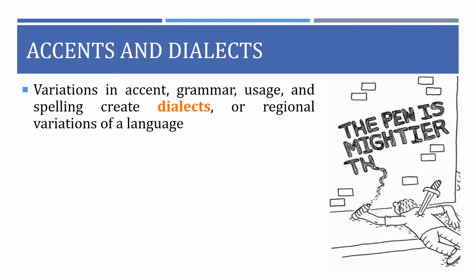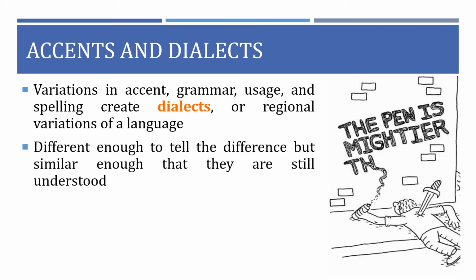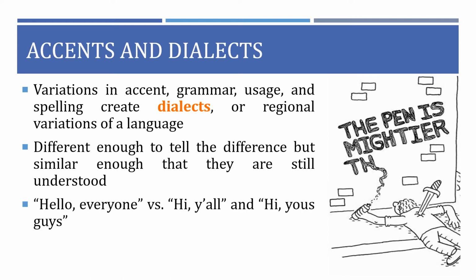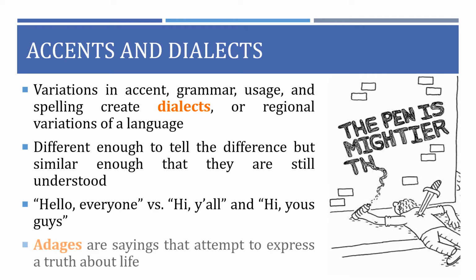Variations in accent, grammar, usage, and spelling create dialects or regional variations of a language. These are different enough to tell the difference, but similar enough that they are still understood as the same language. Hello everybody versus hi y'all and hi yous guys. Everybody knows what these things mean, but we use different terms depending on what region you're in. So adages are sayings that attempt to express a truth about life. Like the pen is mightier than the sword. That would be an example.